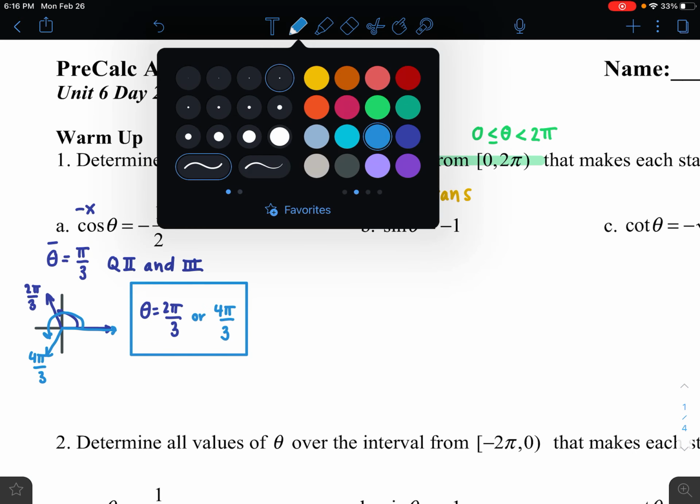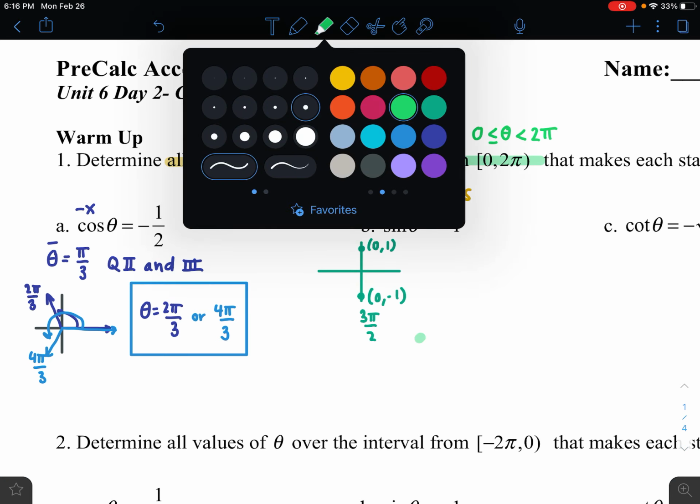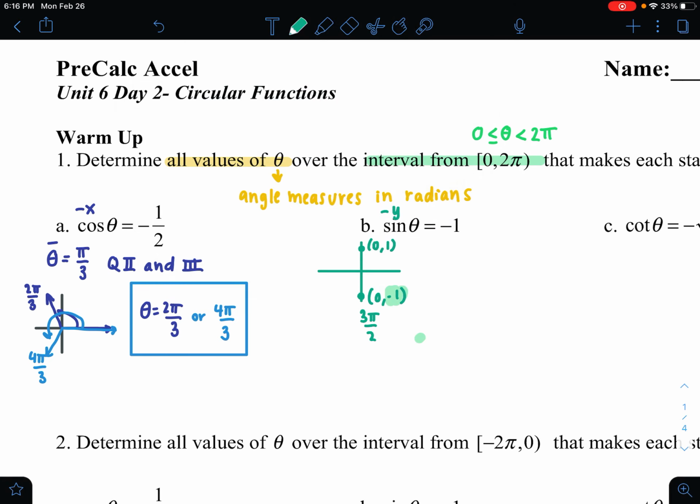All right, our next one is sine of theta equals -1. So we know that sine is y, and it's going to be a -y. Well, there's no reference angle in terms of having a y value of -1. It's going to end up being a quadrantal. So I like to sketch it out here. At 90, our y value is +1, so our only option here is at 3 pi over 2 because you have a y value of -1. So theta, there's only one solution, equals 3 pi over 2.